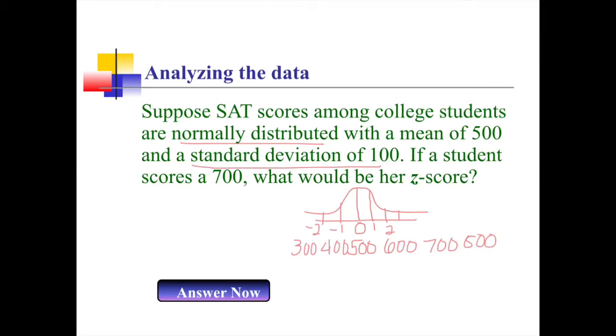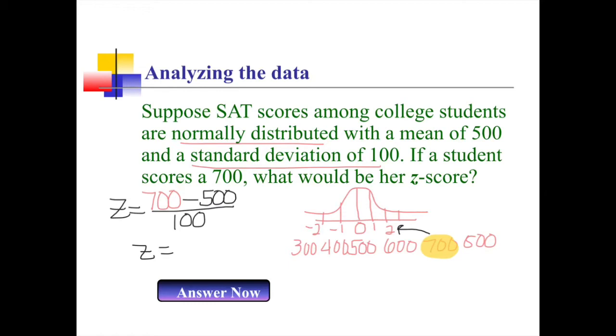So if a student scores a 700, what would be her z-score? Okay, so because we set our chart up, we can see that the 700 corresponds with the 2. So go ahead and take a look over here. 700 here goes with 2.